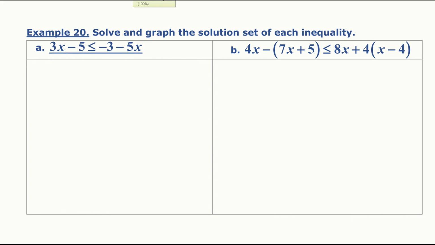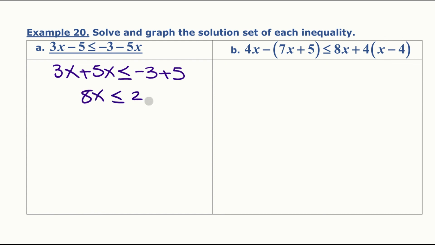Alright, next we want to take a look at these two problems. The one on the left is pretty straightforward. There's nothing to simplify. We're ready to separate. So we're going to go ahead and keep the 3x on the left side and move the negative 5x from the right side to the left side, where it will become plus 5x. So we have 3x plus 5x less than or equal to, we'll keep the negative 3 on the right side and move the negative 5 to the other side, so it becomes plus 5. So we get 8x is less than or equal to 2.